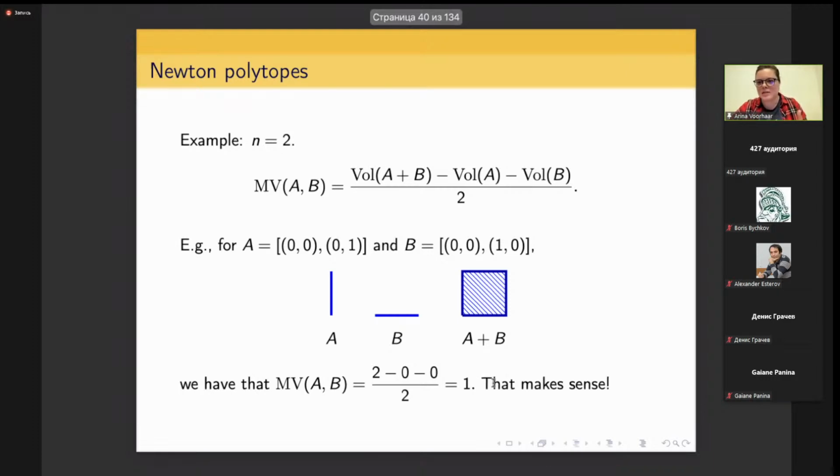And it makes sense if you think of it in terms of the Bernstein-Kushnirenko theorem, because if you consider a system of equations with these Newton polytopes, then the system will be linear. One of the equations will be a linear equation in one variable, the other will be a linear equation in another variable, and then you solve them separately, and that's how you find the unique solution for such a system, typically.